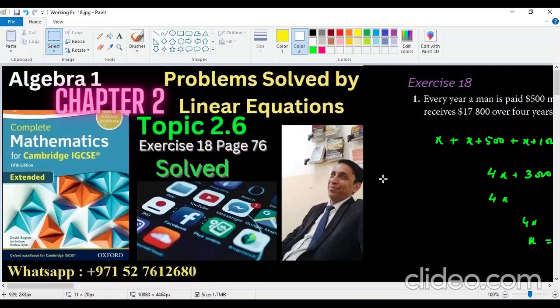The next topic is going to be very interesting. That is going to be simultaneous equations. So many students were asking me to make videos on solving simultaneous equations. So see you once again in the next exercise, which is exercise 19.